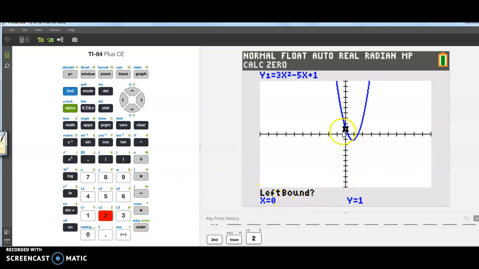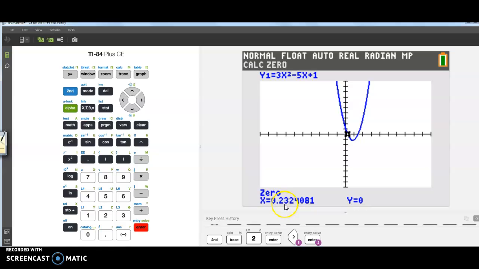So right here my cursor is to the left of this 0, so I hit enter. And then I need to move my cursor so that I am to the right of that 0 and hit enter. And so now my calculator will look in this little range between these two arrows for the 0, and I see my 0 is in there, so I'll hit enter. And it finds that first 0 at 0.23.